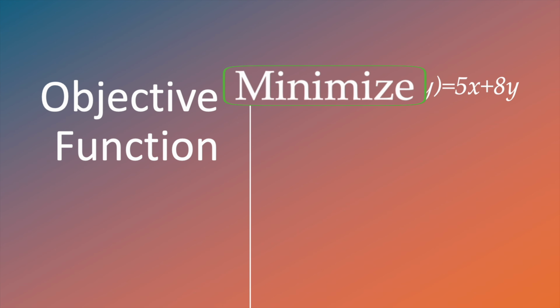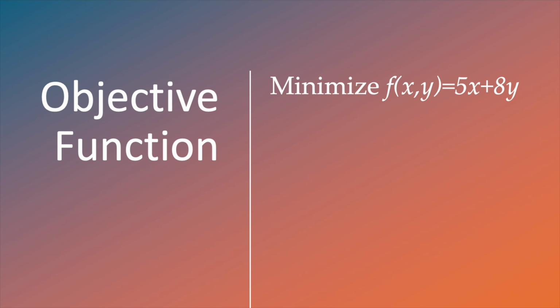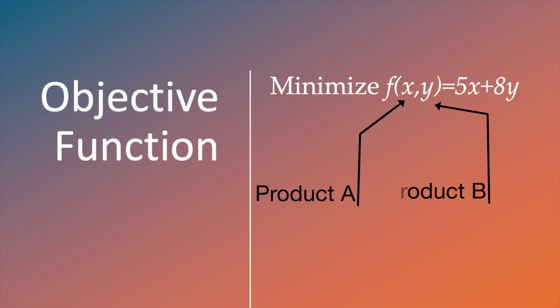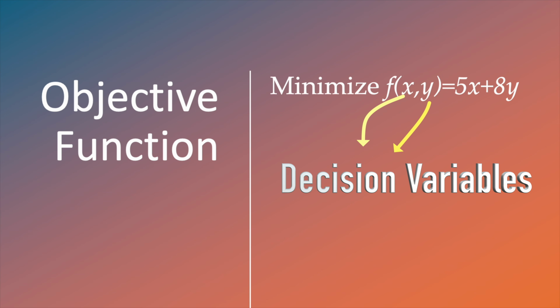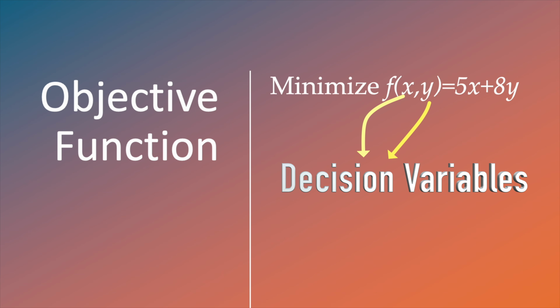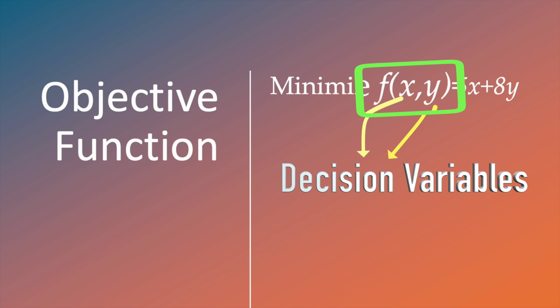Suppose we want to minimize the total production cost of two products, A and B. We define the function f of x and y equals 5 times x plus 8 times y, where x is the number of units of product A and y is the number of units of product B. The unknowns in the optimization problem, x and y in this case, are called decision variables. These are the variables we can control, and their values determine the outcome of the objective function.